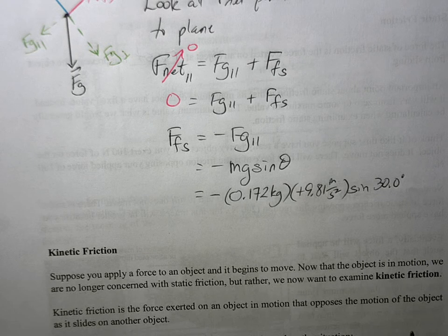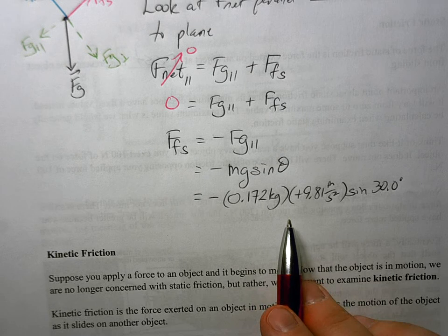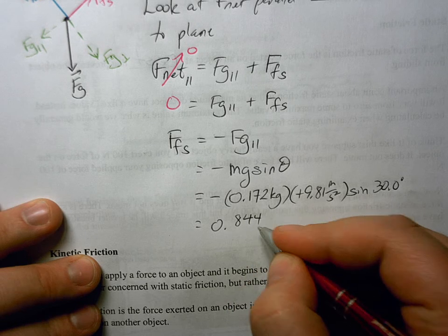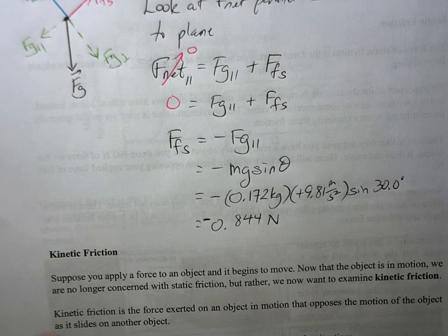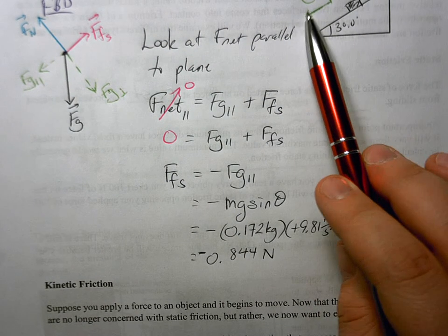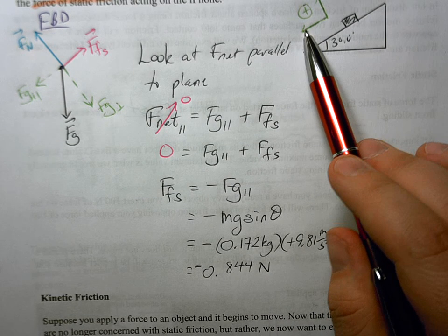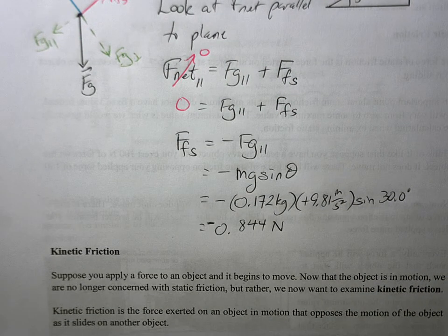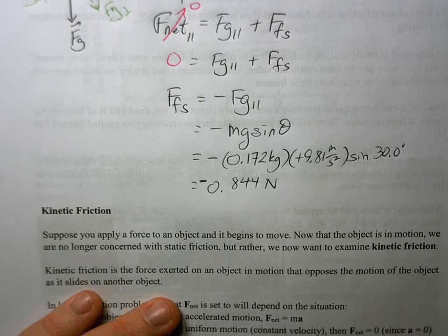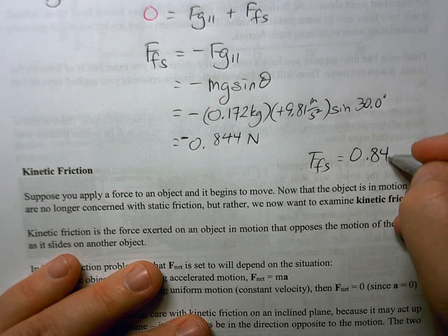So if we're really careful with the calculations here, we are going to get about 0.844 newtons negative. The negative, if we're looking at the direction parallel to the plane, is just telling us it's going opposite to this. So instead of being down the plane, it's going to go up the plane. That's good. That's consistent with our free body diagram. But we're only looking at the magnitude, so we don't care about direction. So we're just going to say that the magnitude of the force of static friction is about 0.844 newtons.